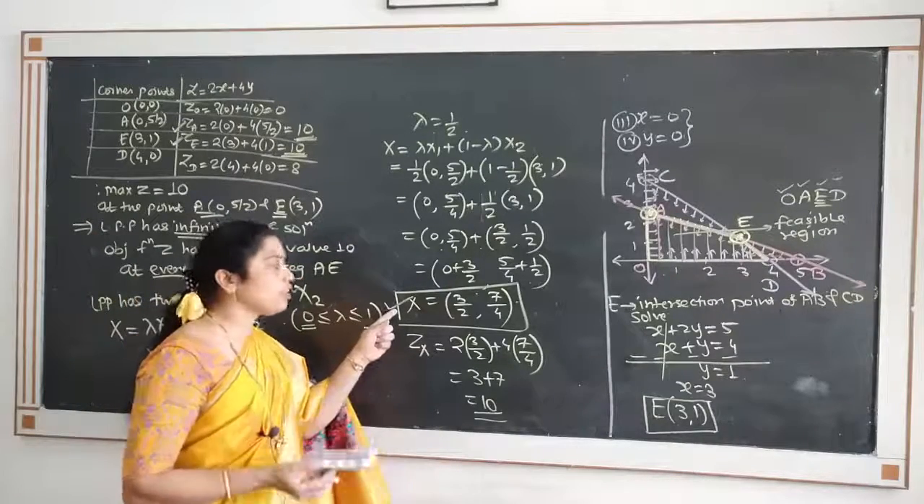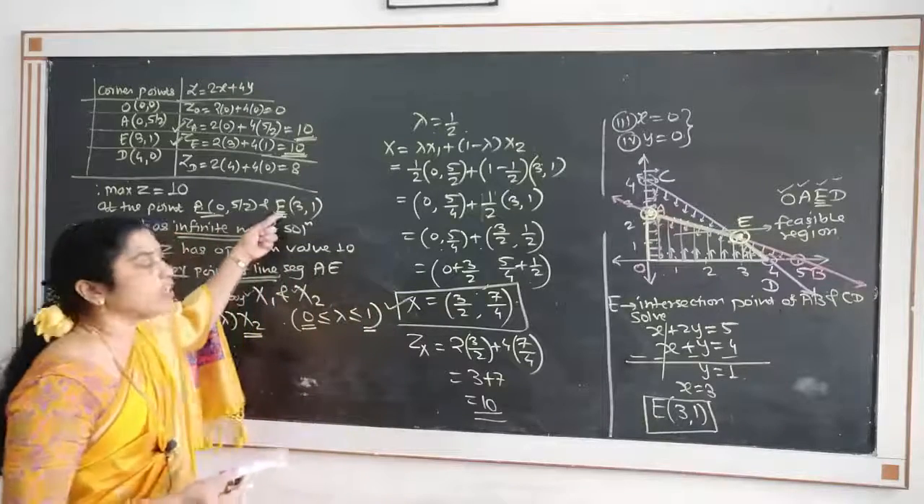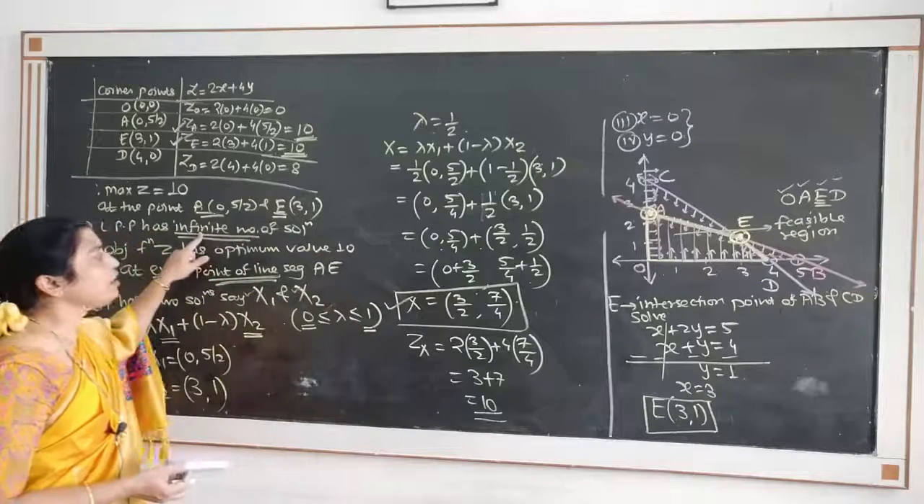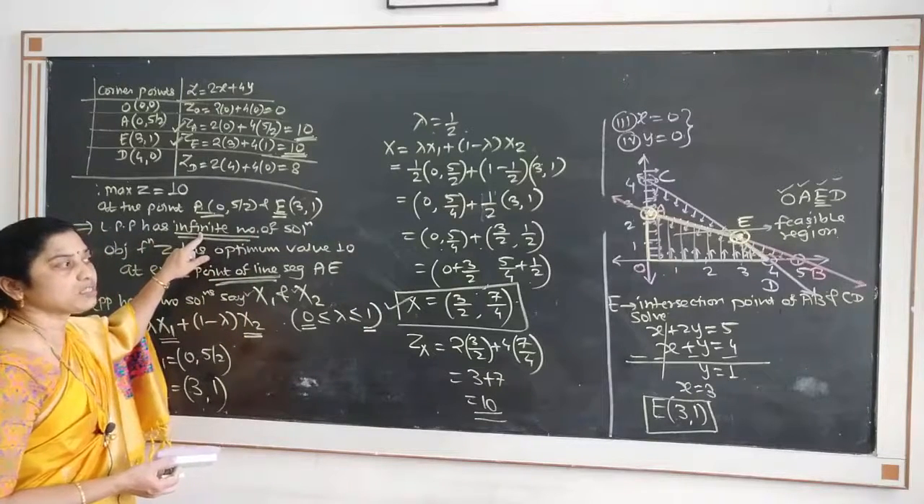That is, every linear combination of these two will give us the next solution, and therefore there are infinite number of solutions to this LPP.